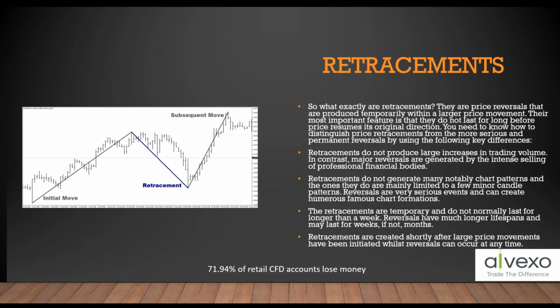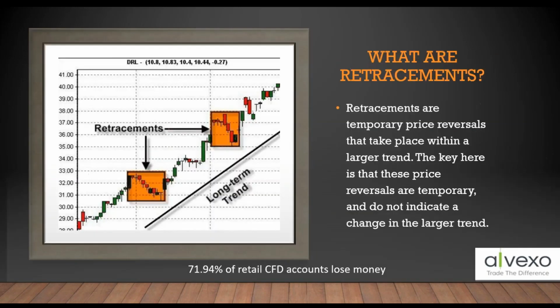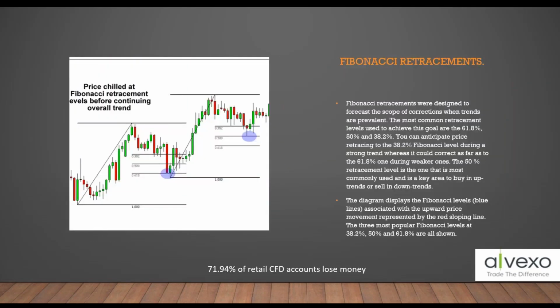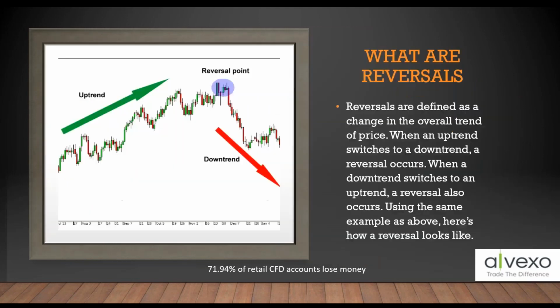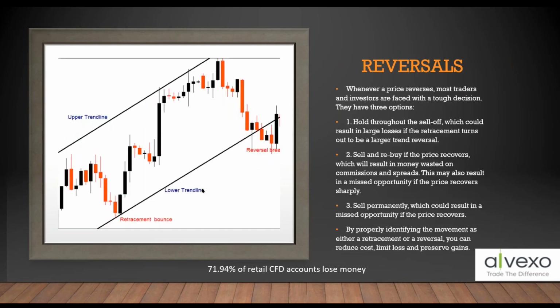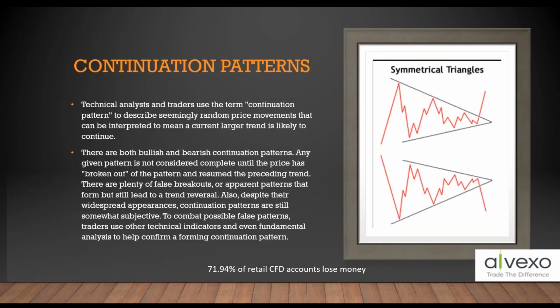Okay, if you look at volume, it will help support your decision. But you also have to be able to recognize the difference between retracements and reversals, because retracements happen all the time. So the common technical indicators that are used to monitor retracements are Fibonacci retracements, trend levels, support and resistance, or pivot points. But you just have to remember, when you get that breakout, you have to be able to understand what cycle you're in, where you sit in that movement of the trend.